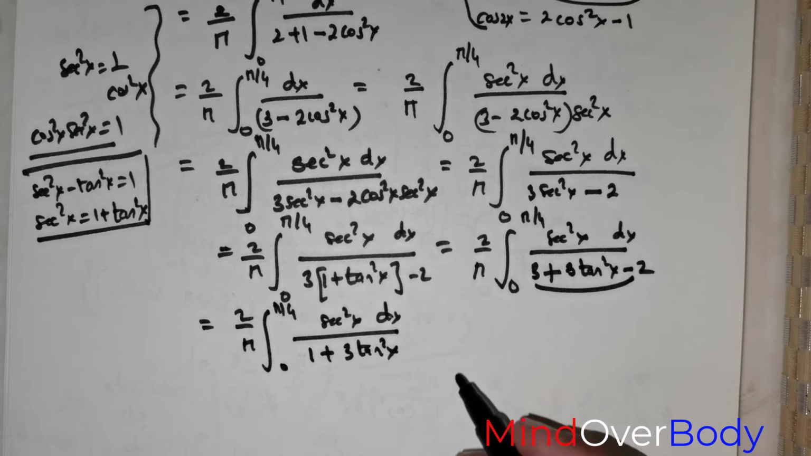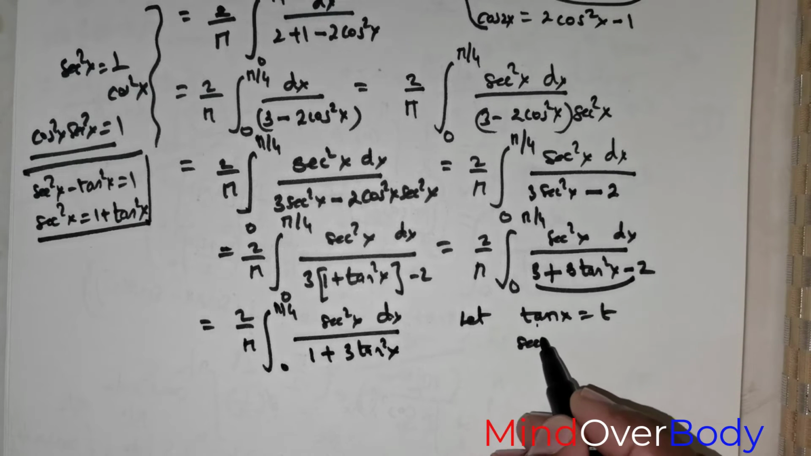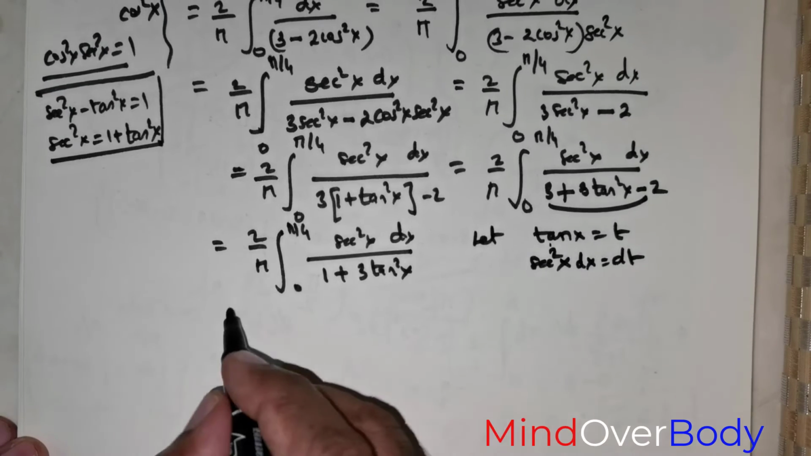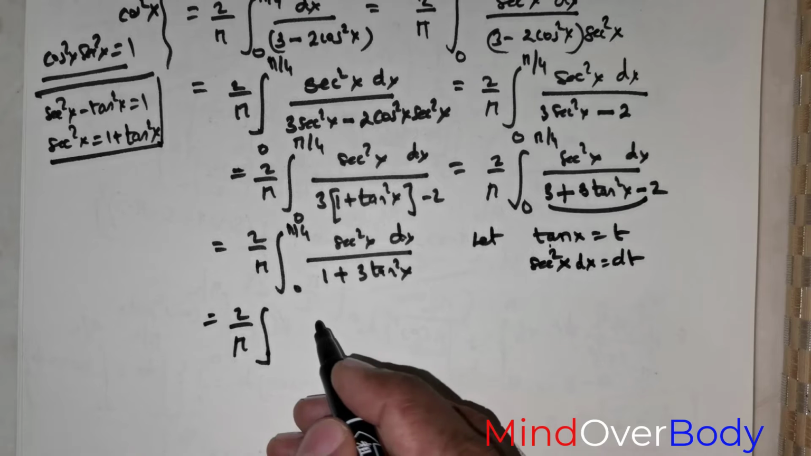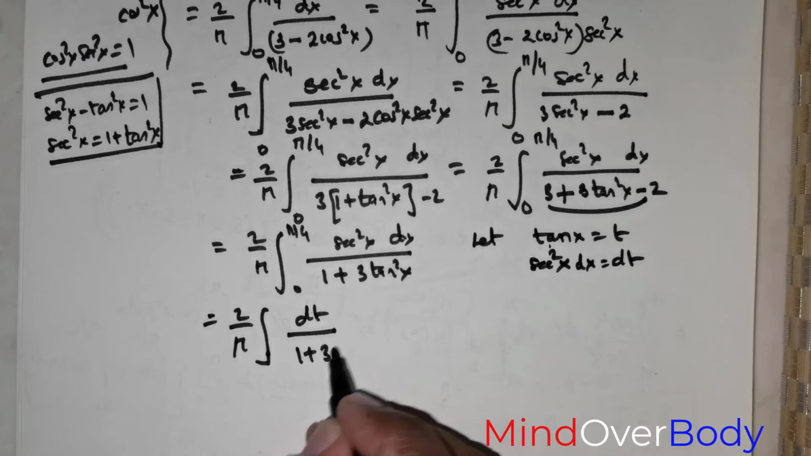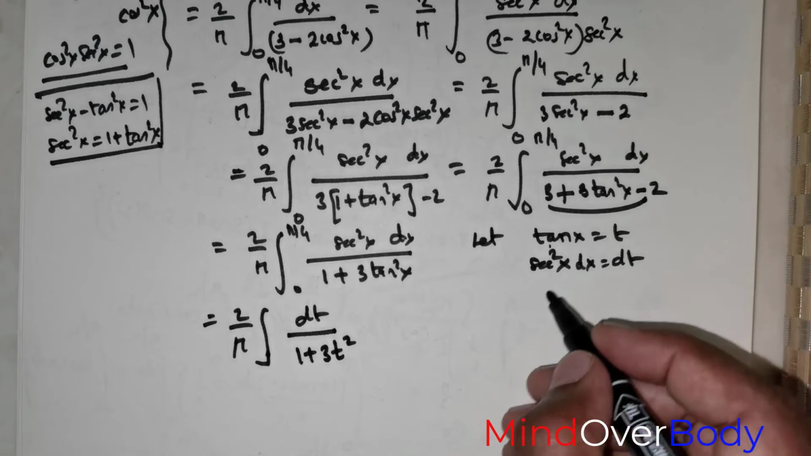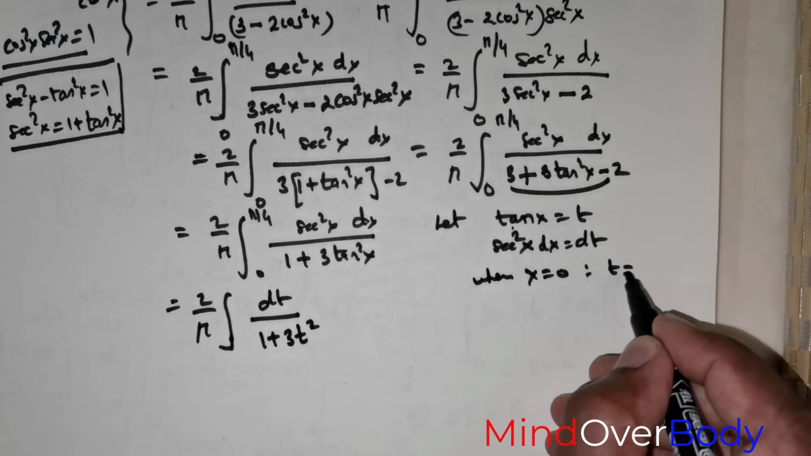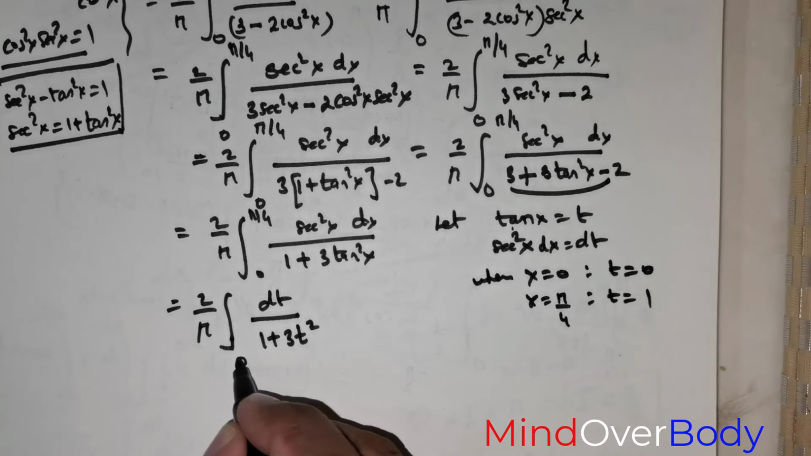Now I wish to make the following substitution. Let tan x be equal to t. Differentiating, I get secant squared x dx is equal to dt. So this is equal to 2 over pi. I'm not going to touch the limits for now. So secant squared x dx is going to be dt, divided by 1 plus 3 times tan x, which is t, so t squared. Now let me change the limits. When x is equal to 0, t will be equal to 0. When x is equal to pi over 4, t will be equal to 1. So this is going to be 0 to 1.